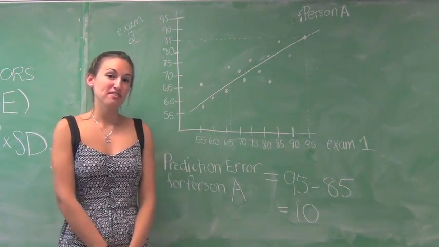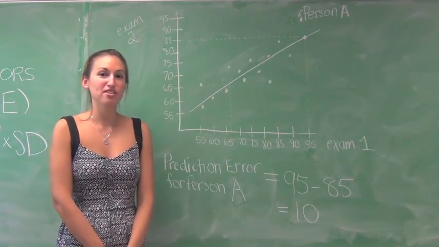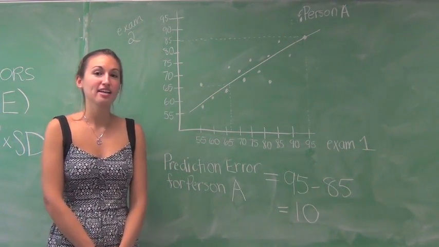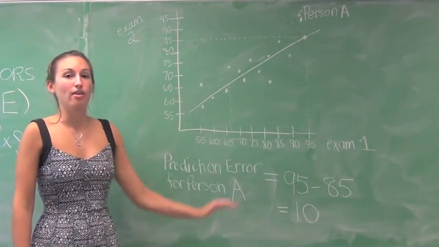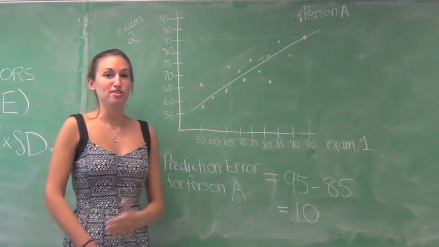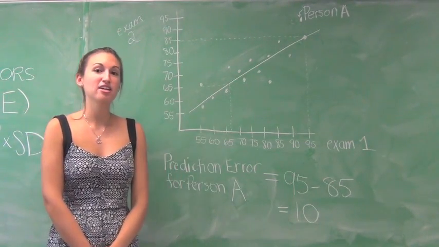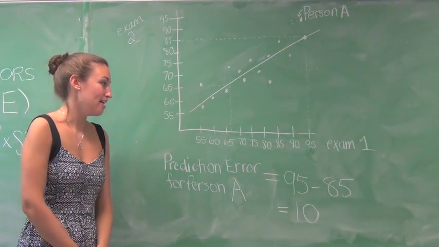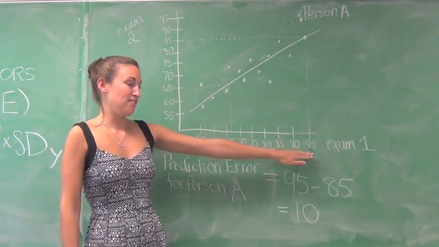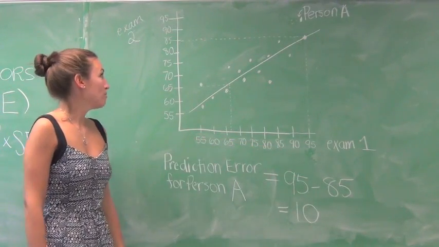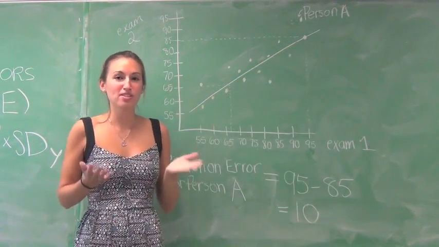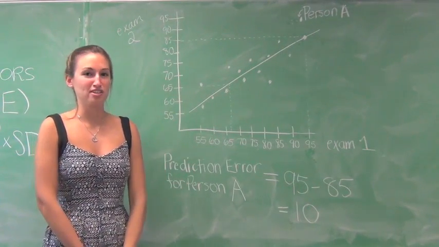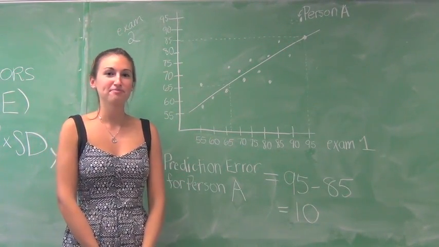And the standard deviation of the prediction errors allows us to do just that. It tells us the spread of these points around the regression line. You guys know standard deviation measures spread. So it allows us to say that if someone got a 95% on exam 1, we predict that they'd get an 85% on exam 2, give or take that value for the standard deviation of the prediction errors.